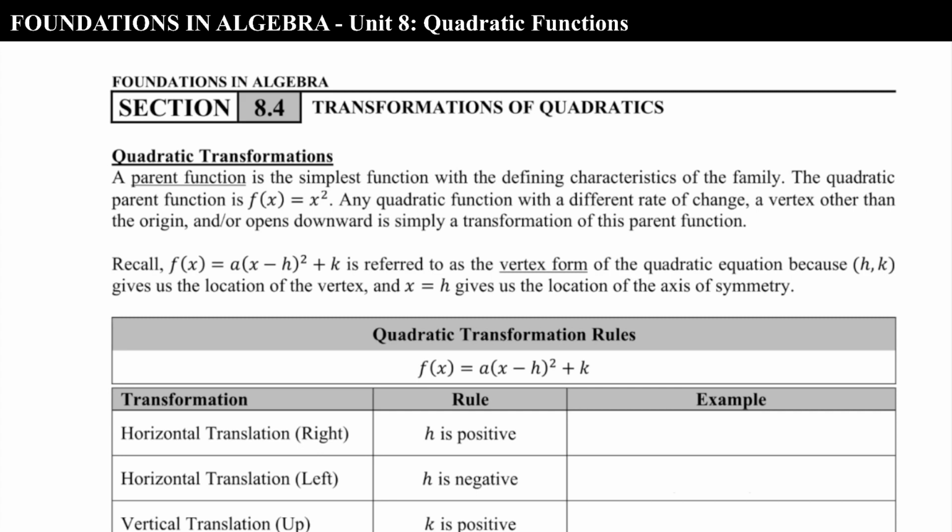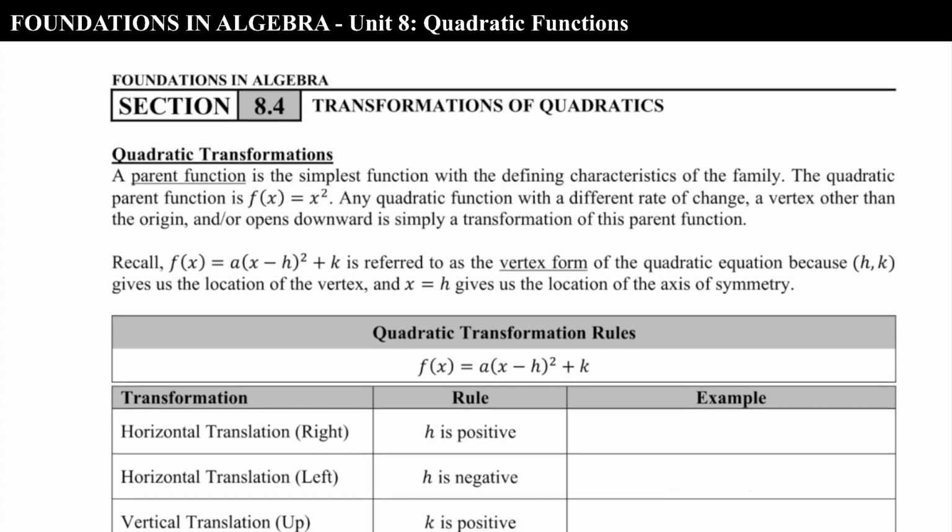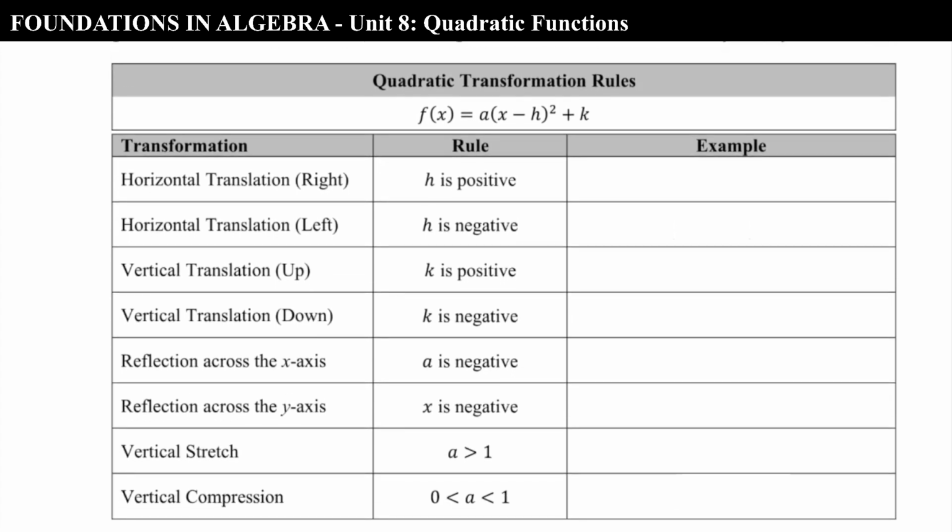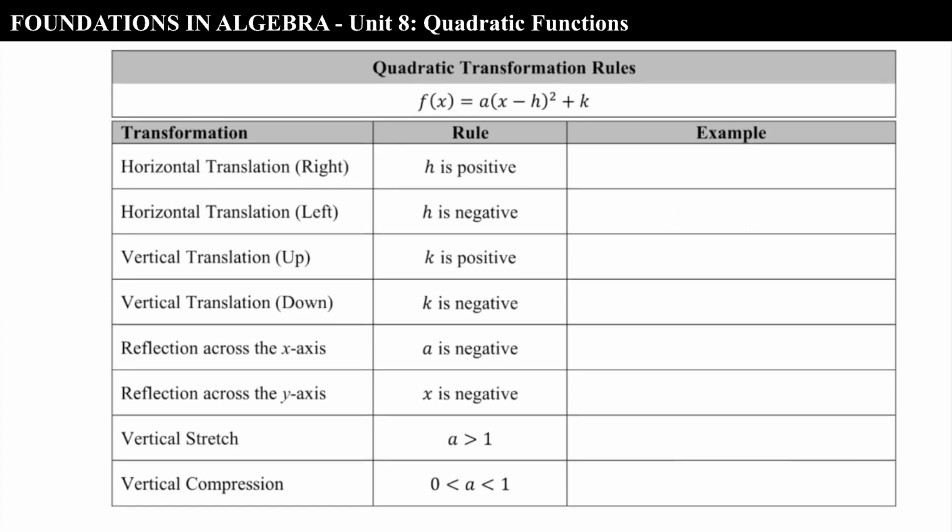Now, recall the vertex form of the quadratic equation: f of x equals a times the quantity x minus h squared plus k. It is the vertex form because you can read the vertex as being (h, k). Those are the coordinates of the vertex. And x equals h gives us the location of the axis of symmetry. We can take this form and talk about the type of transformations that we have.